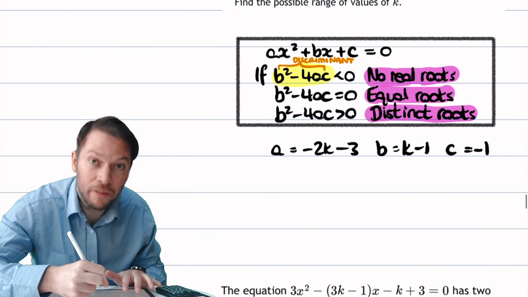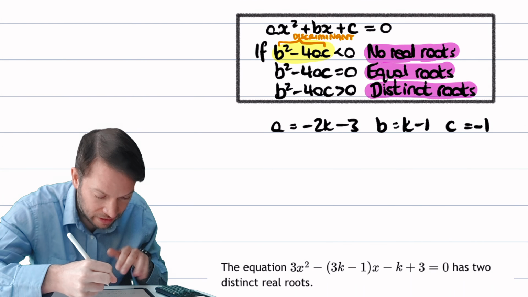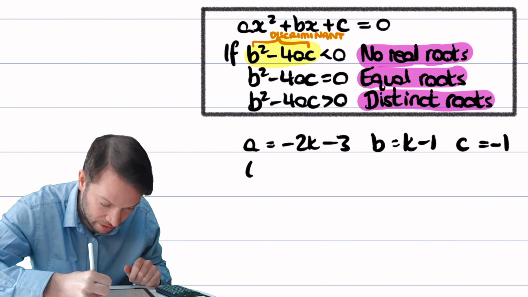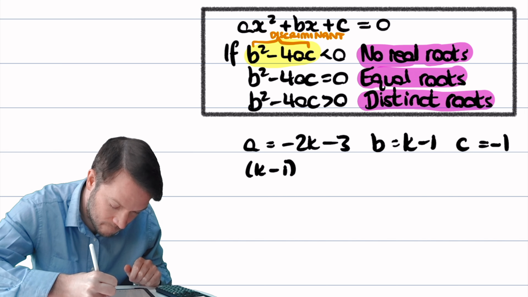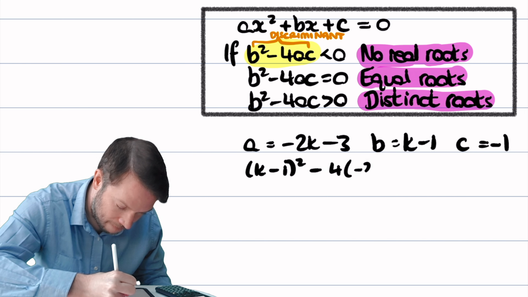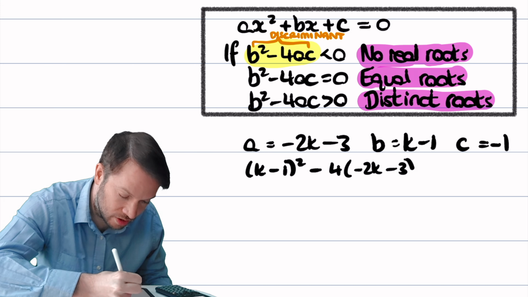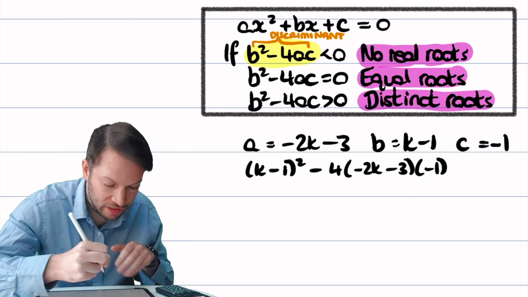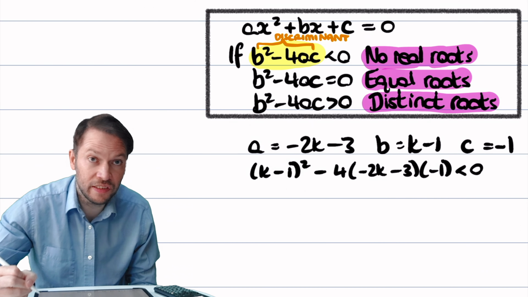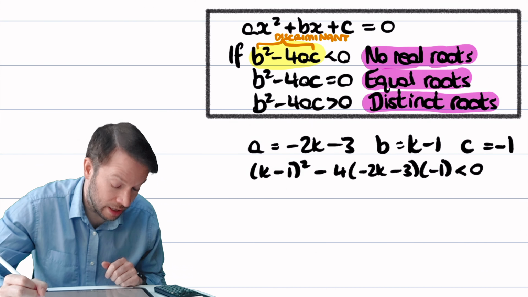So now let's work out the discriminant. We've got b squared minus 4ac is less than 0. So b squared minus 4 times a times c, we're saying is less than 0 if there's no real roots. And now we just need to simplify and solve this quadratic inequality.